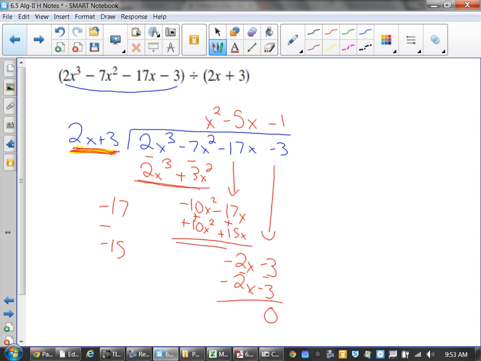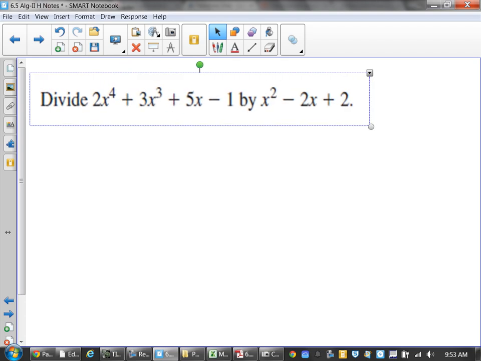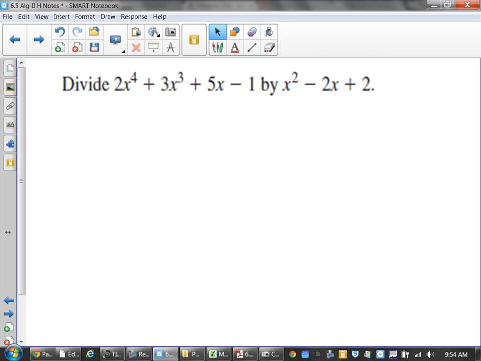Will it always work out like that? They do 0 at the bottom? No, because you can have a remainder. You can make a fraction. It's very easy. Same thing as you would have done before. So it's the same idea.